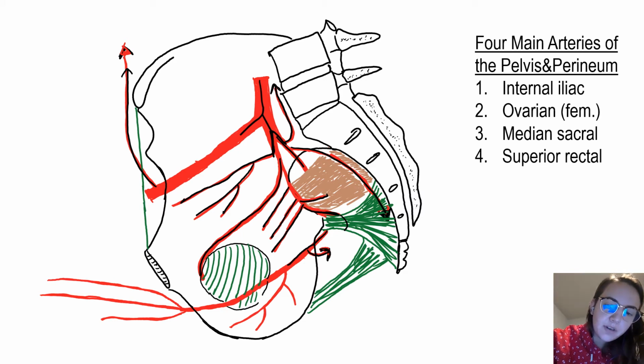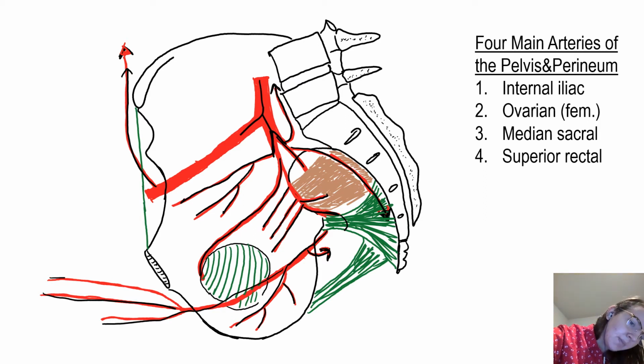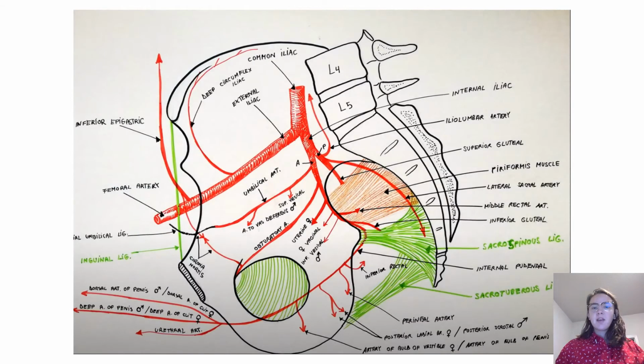This gives off an inferior rectal as well as a perineal, which branches off the bulb of the vestibule or the penis, as well as the posterior labial or scrotal artery. Continuing down, we give off the urethral, as well as the deep and dorsal arteries of the penis or clitoris. And here's a fully labeled diagram that you can pause the video and take a look at.